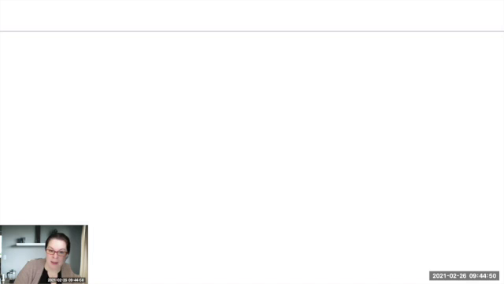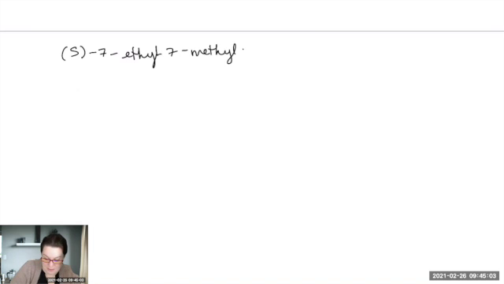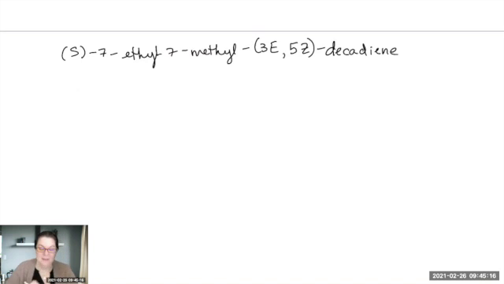So the first one that we have on here is (S)-7-ethyl-7-methyl-(3E,5Z)-decadiene. Anybody looking at this going, what the what? A little bit. Okay. So let's figure out how to attack this.